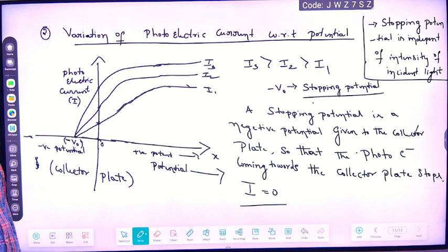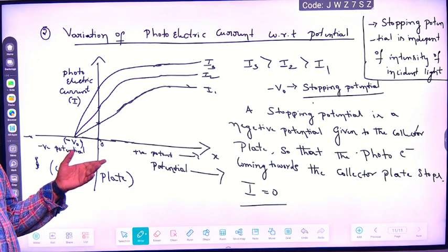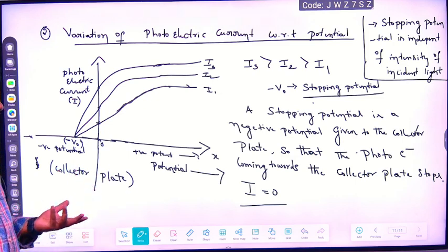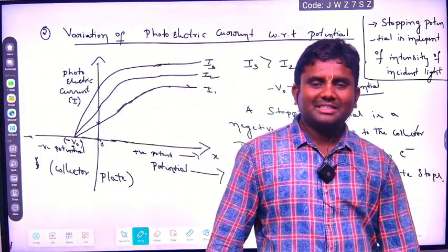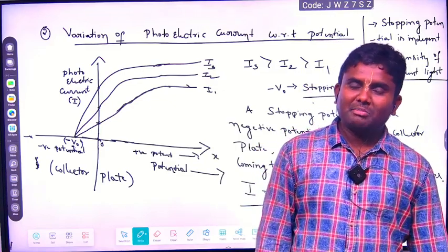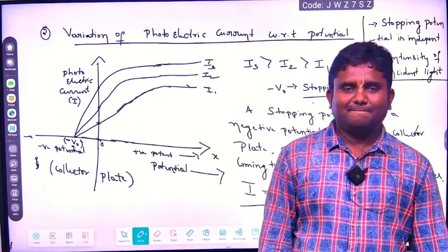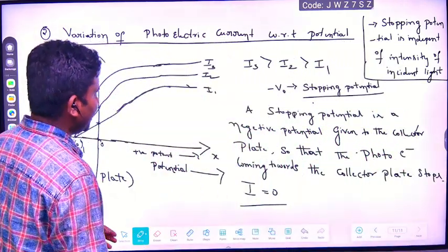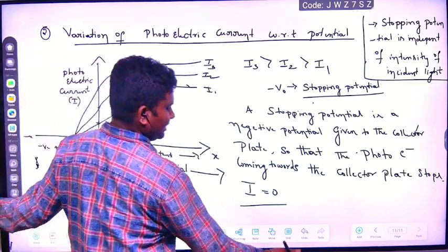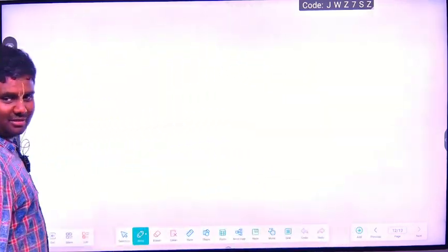Stopping potential depends on what? See, stopping potential is the same for what? Material. You take one particular material, and the stopping potential is the same for that. It depends on the nature of the material. Understood? For a particular material, the stopping potential is the same, but it is independent of the intensity. Please write that also. Here also you write. Shall I take the next line? You want to write? Yes.